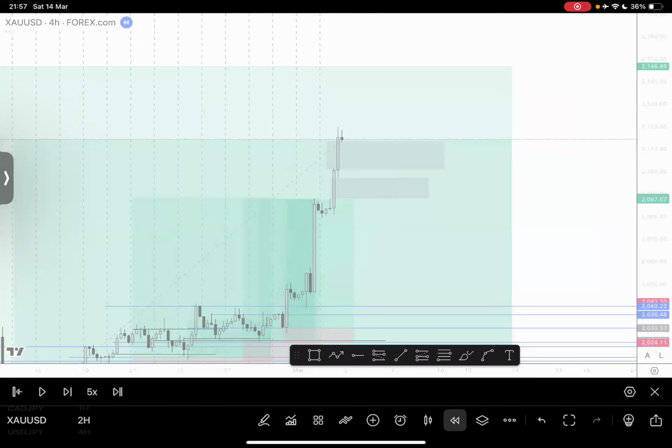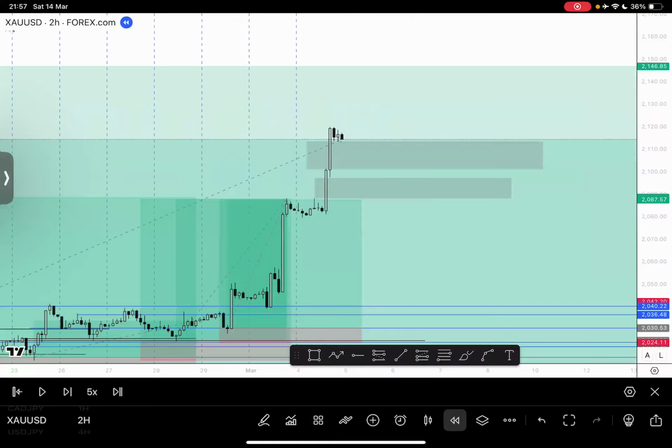Like the next day, market takes out a fair value gap, right? And gives us a 4 hour CLT. You can just start buying. Let me give you an example now. This is an example.